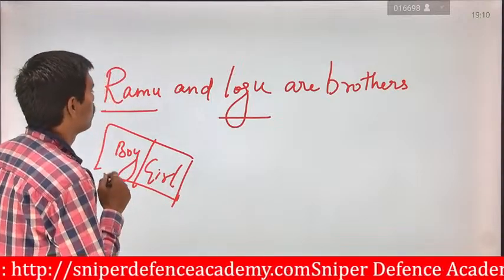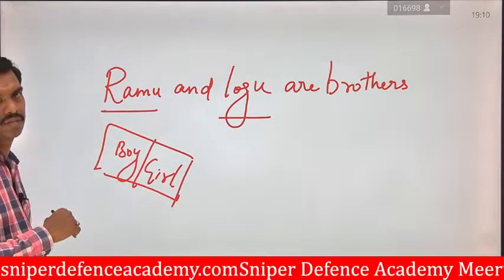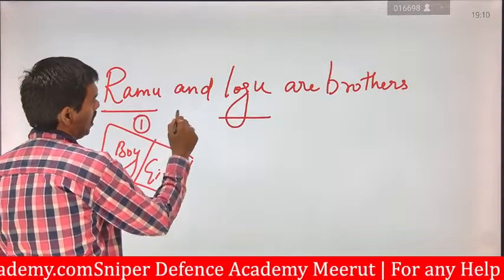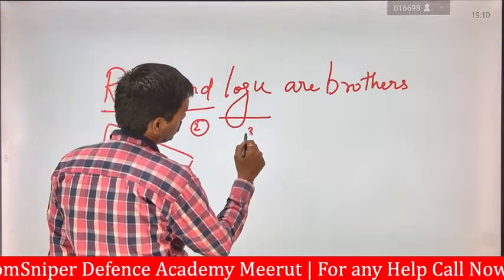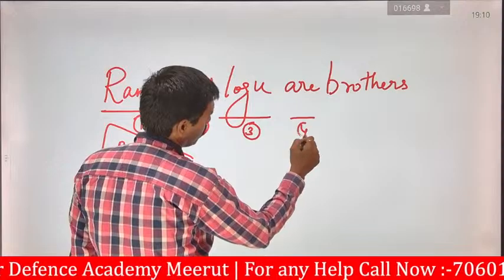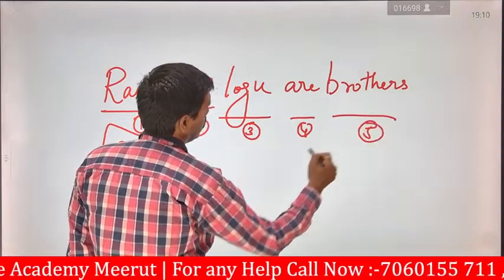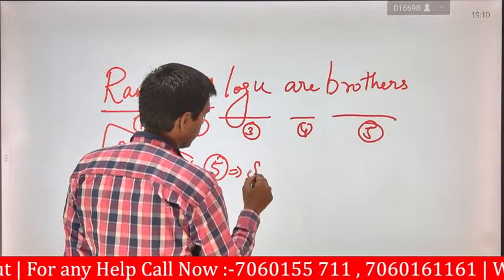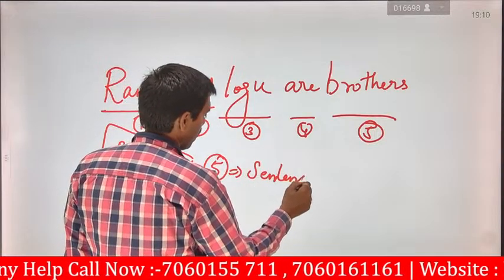If both are sisters, the name will be changed. For example, Ramu is the first word, and is the second word, Logu is the third word, are is the fourth word, brothers is the fifth word. If we join all these five words, then we will say it is a sentence.